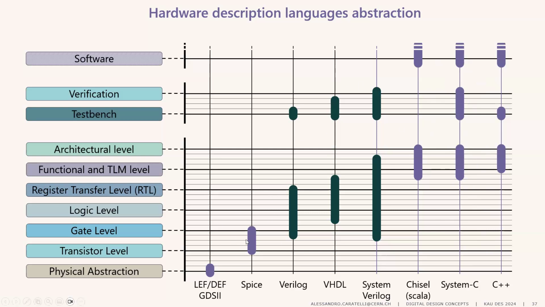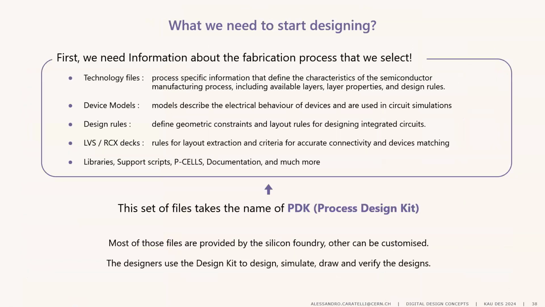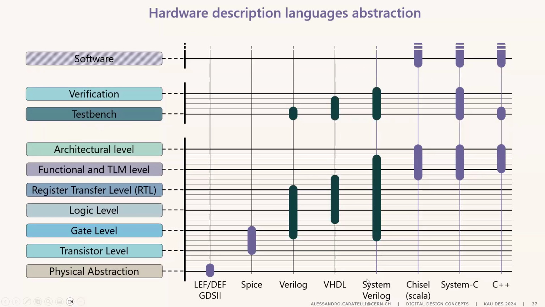At the low abstraction level, we have the SPICE language that we mentioned before, and the LEF and DEF. But mostly the digital designers work in Verilog, VHDL, System Verilog, which are at the end totally interchangeable languages. I would say that for FPGA, VHDL is a bit more common. For ASICs, Verilog and System Verilog are a bit more common. But you can do everything with all of them.